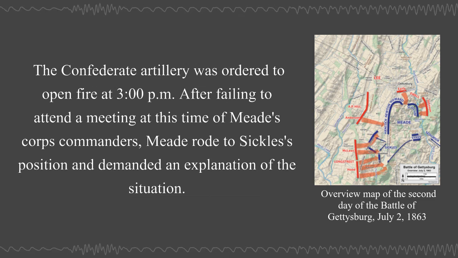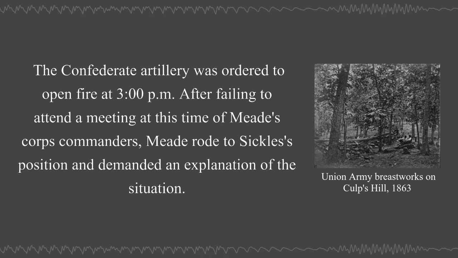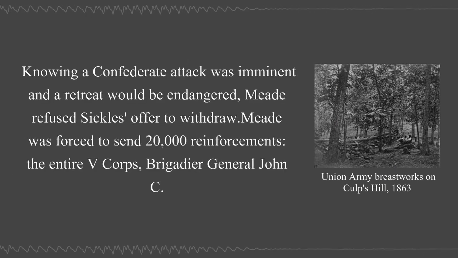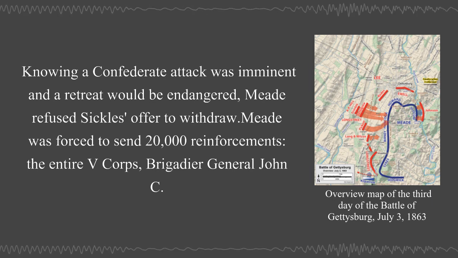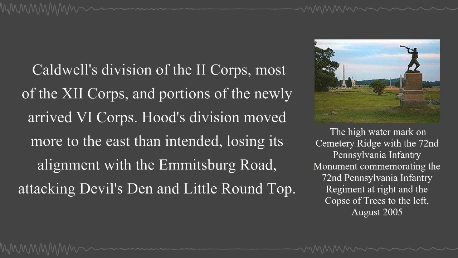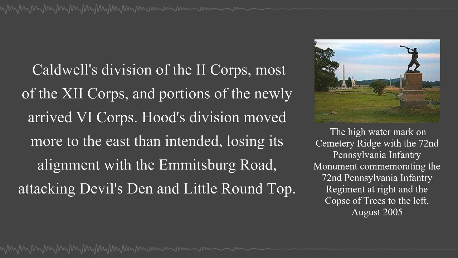After Sickles failed to attend a meeting of Meade's corps commanders at this time, Meade rode to Sickles's position and demanded an explanation of the situation. Knowing a Confederate attack was imminent and a retreat would be endangered, Meade refused Sickles's offer to withdraw. Meade was forced to send 20,000 reinforcements: the entire 5 Corps, Brigadier General John C. Caldwell's division of the 2 Corps, most of the XII Corps, and portions of the newly arrived 6 Corps.